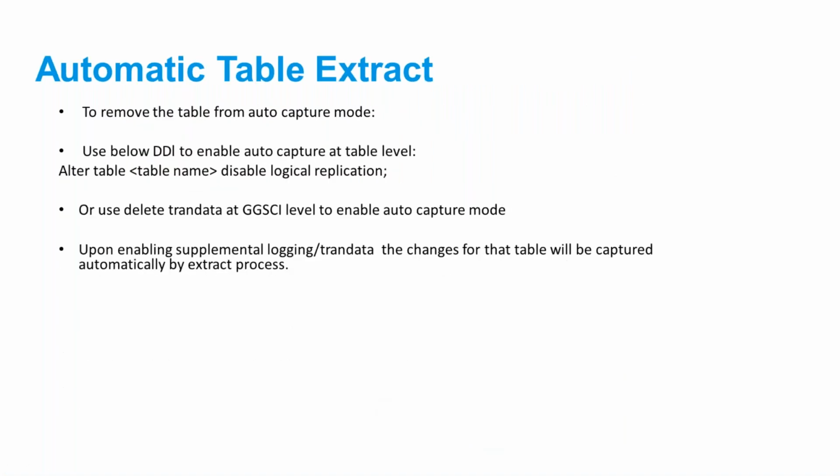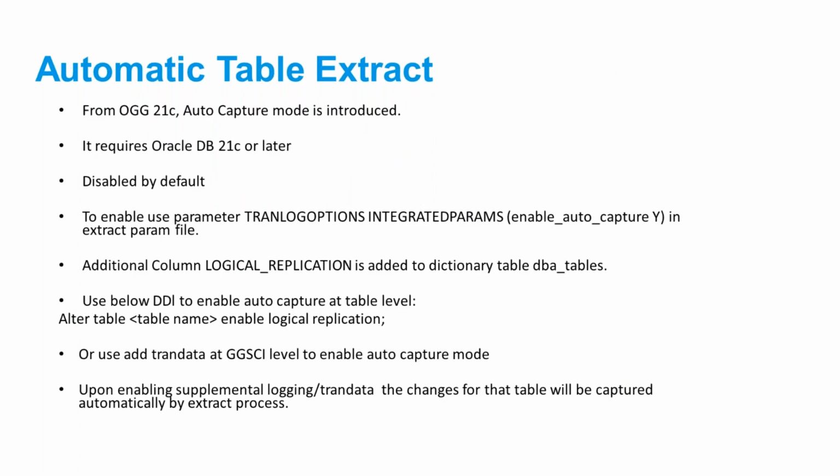The next feature we are going to discuss is automatic table extract. GoldenGate 21c has introduced a new mode called auto capture, or you can call it automatic capture mode. First thing first, it requires Oracle database 21c or later. So you can use this feature only if your Oracle database is greater than or equal to 21c. It is disabled by default. To enable the automatic table extract, you need to include this parameter, TRANLOGOPTIONS INTEGRATEDPARAMS ENABLE_AUTO_CAPTURE.